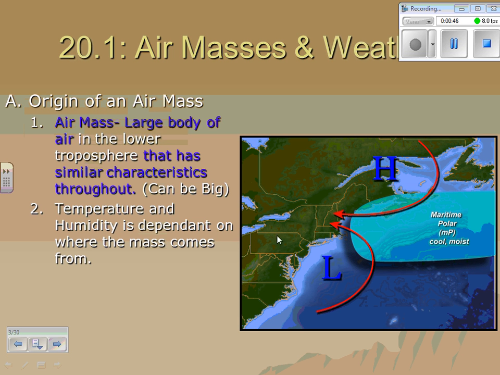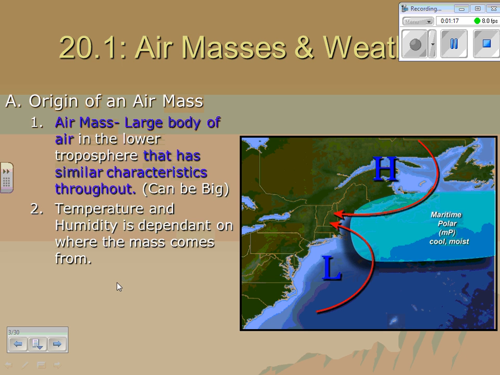First thing we're going to look at is the origin of an air mass. An air mass is a large body of air in the lower troposphere that has similar characteristics throughout it. And as it says, sometimes they can be pretty big. The graphic on the right illustrates a maritime polar air mass that would advance on the east coast of the United States. And as you can see, it can be quite big.